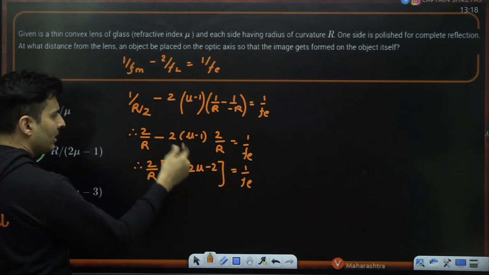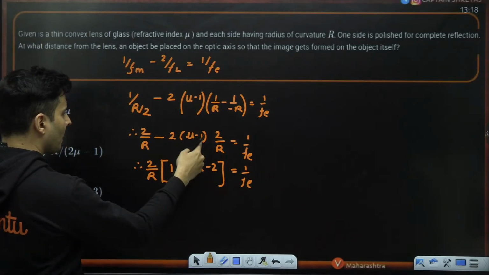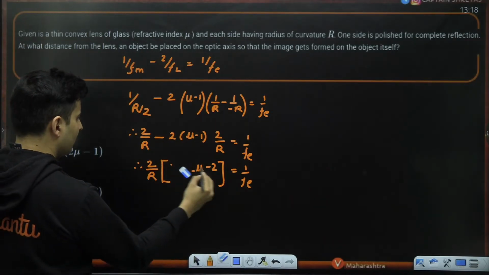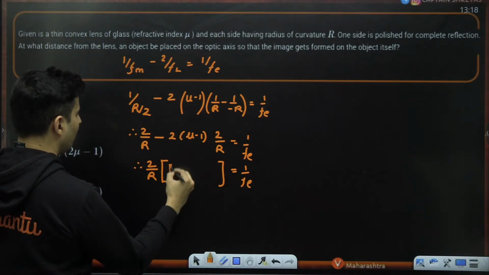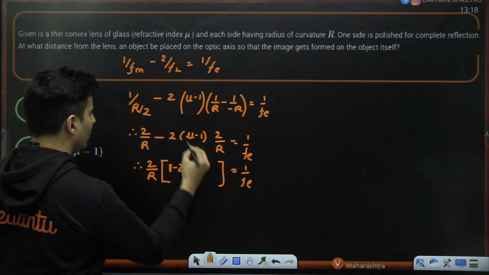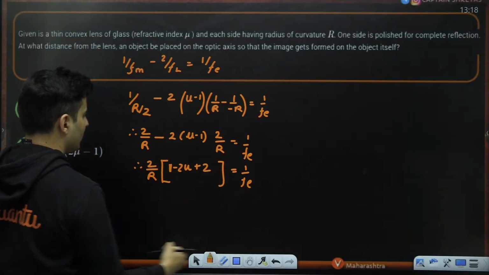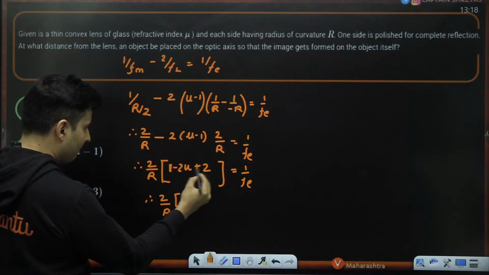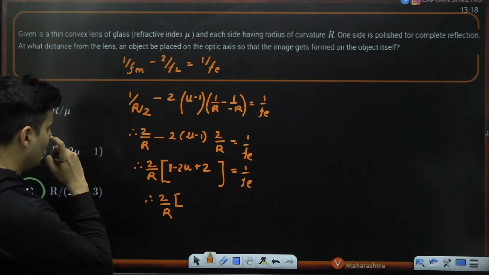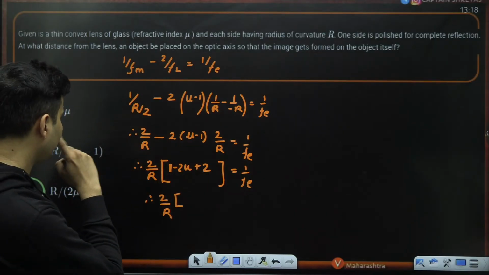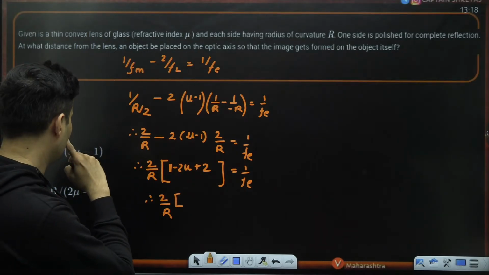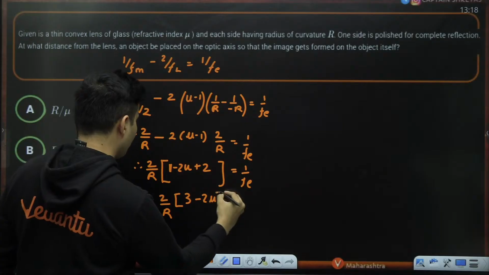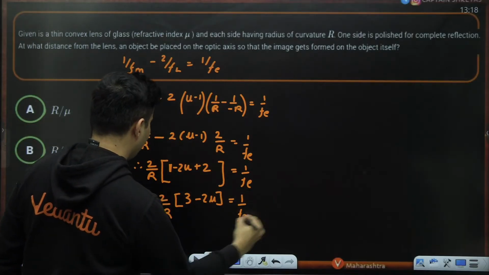2 by r is common. Actually this should have been minus if I'm not wrong. One second. So 1 minus 2 mu, minus minus will become plus, so plus 2. So this will become 2 by r, and in the brackets I have 2 over here. Correct. So this should become 3. So 3 minus 2 mu over here is equal to 1 by fe.